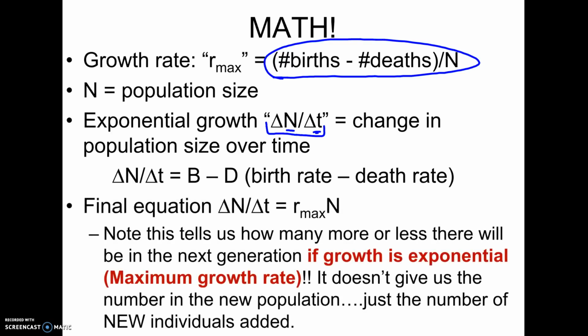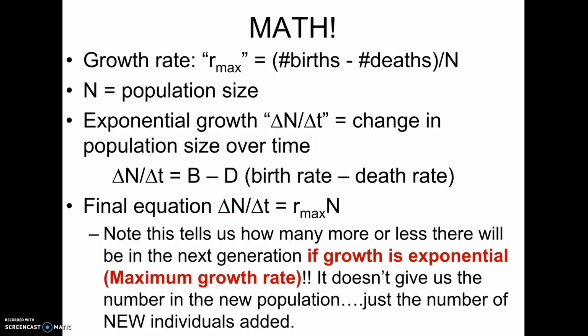Now, the final equation, if we want to know how much a population will grow over a period of a generation, you would use this formula. So the change in population size over time, you're not actually plugging numbers in here. This is what you're solving for. The change over time would be R max, the growth rate, times the size of the population. Again, this is assuming that a population is growing at an exponential rate. Also, and this is important, the answer that you're going to get here is not going to be the size of the new population. The answer is basically going to be the number of new individuals you would expect. In other words, the net increase in size.